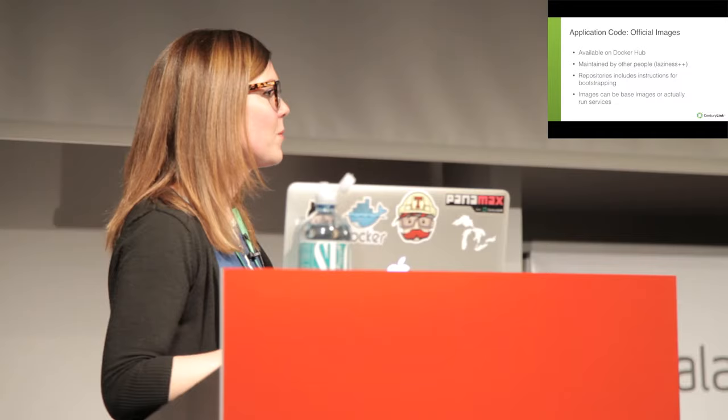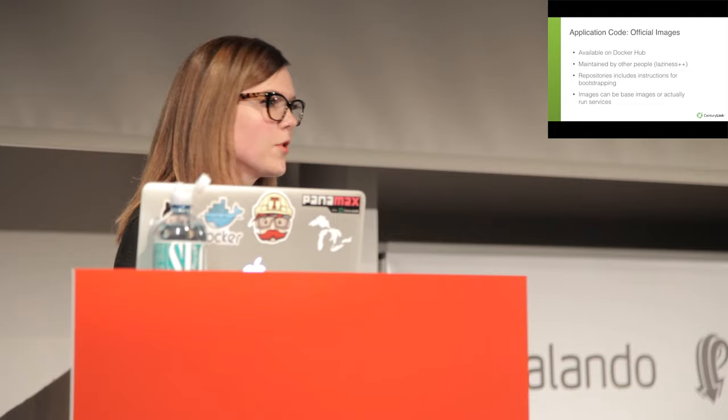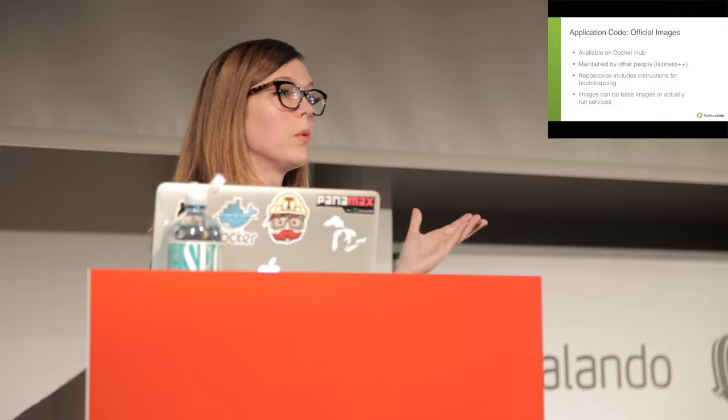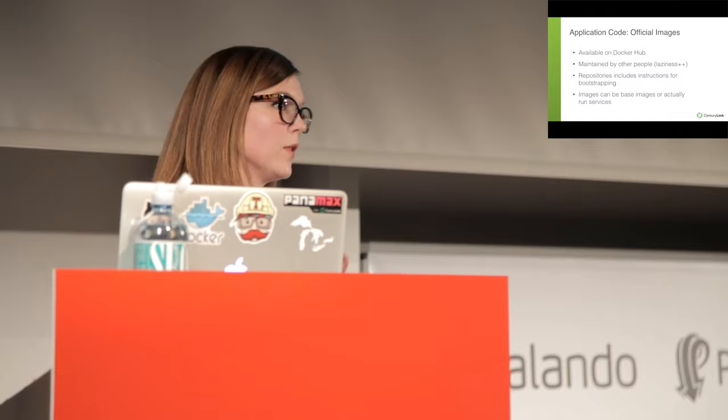Most of these repositories have excellent documentation. So if you want to bootstrap something, it has instructions for bootstrapping already in the documentation. And again, they can be base images, which are images that you'll use actively in development, or actually run services. That's kind of what we're looking for when we're first starting out. We want things that we can just say docker run and our service is going to start.